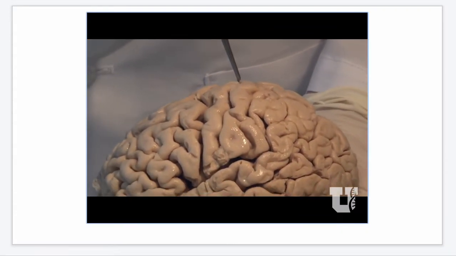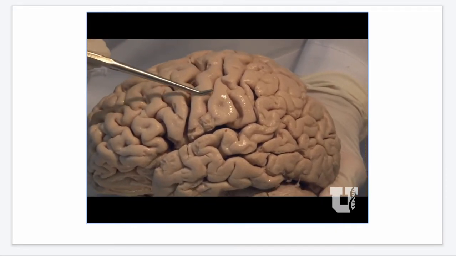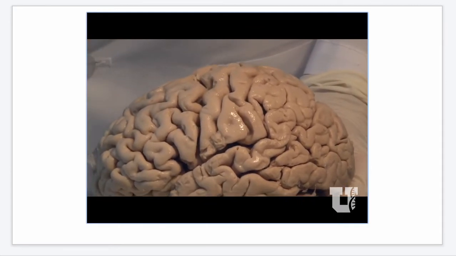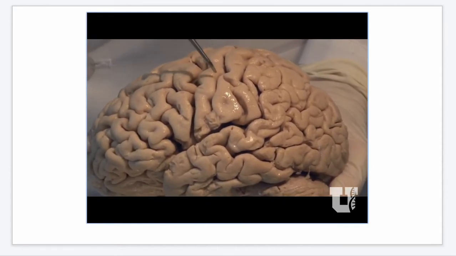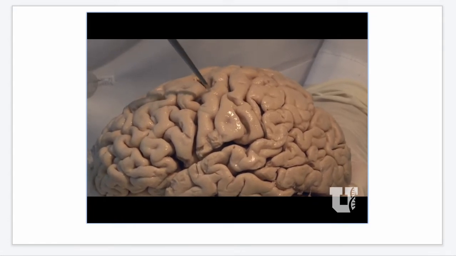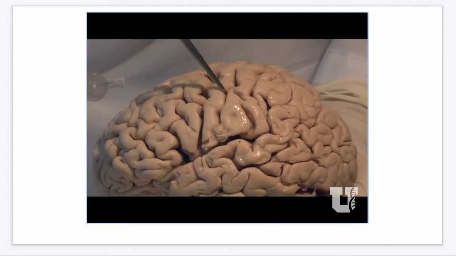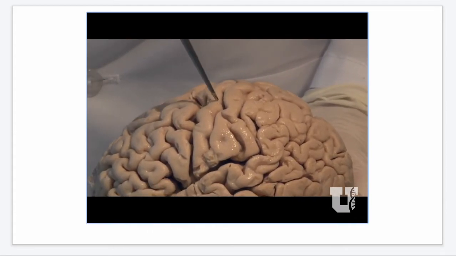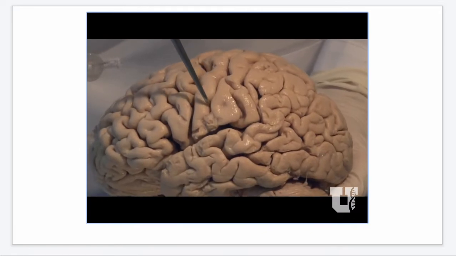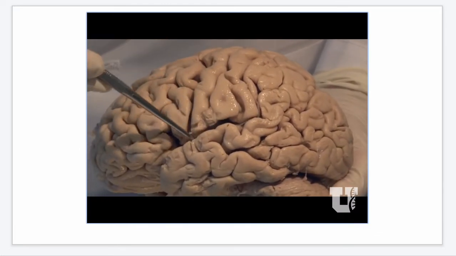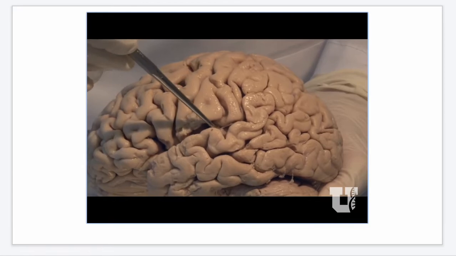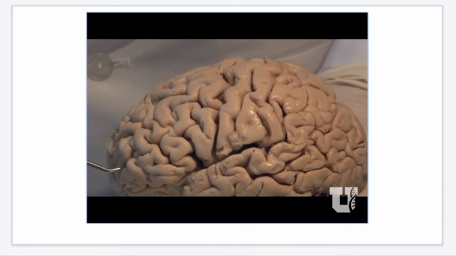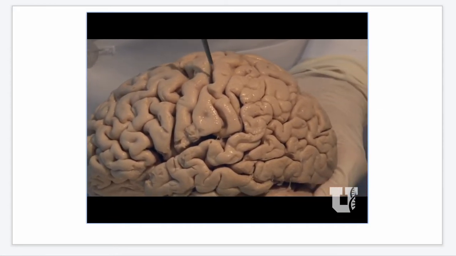Sulci are these grooves, and the surface structures that are coiled are the gyri. So we have sulci and we have gyri. The gyri have names, but we're not going to learn most of them. However, this major sulcus, the central sulcus, because it runs from the midline all the way down to the lateral fissure, separating it from the temporal lobe, this central sulcus separates frontal lobe in front of it from parietal lobe behind it.